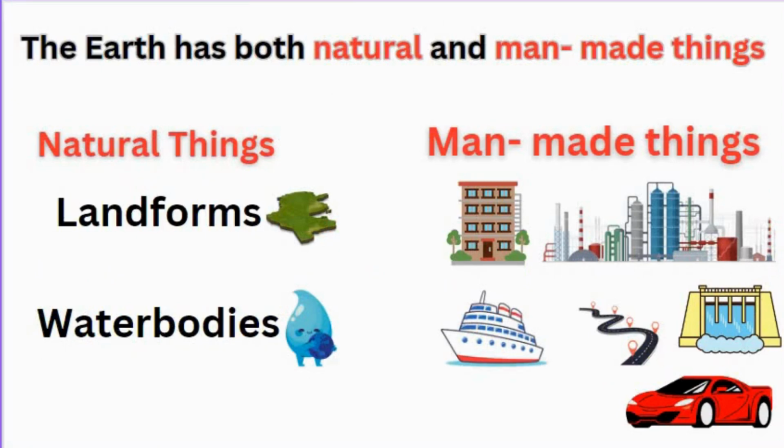Earth has both natural and man-made things. Natural things are landforms and water bodies. Man-made things are the things which are made by man, like house, factories, ship, road, car, etc.